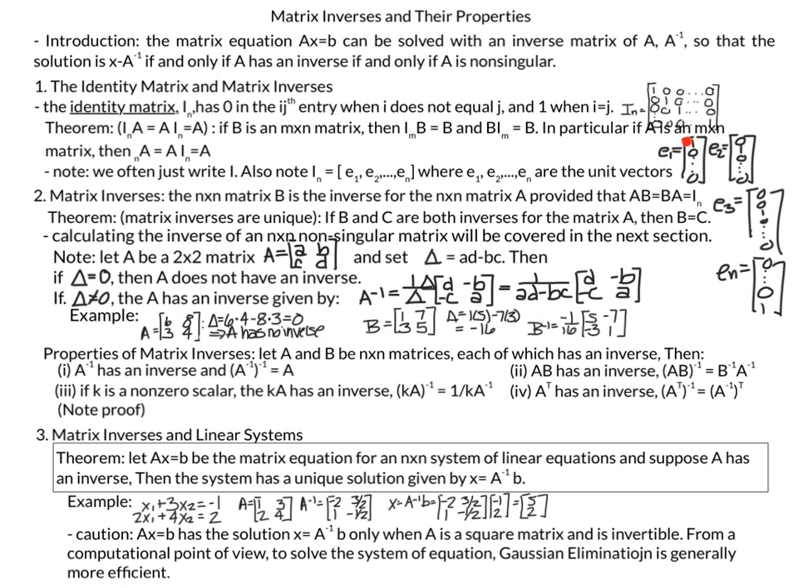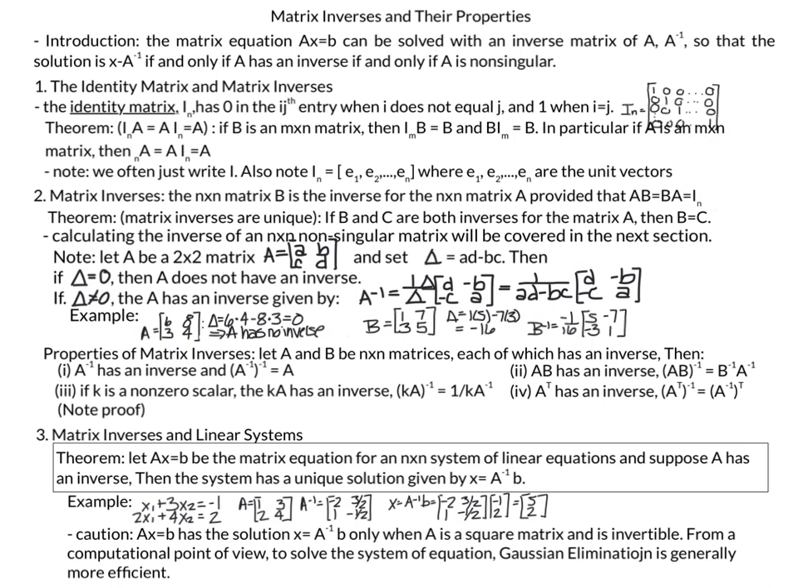Just to be explicit, e1 has a 1 in the first row, and everything else is 0. e2 has a 1 in the second row, everything else is 0. e3 has a 1 in the third row, everything else is 0. en has 0 all the way up to the nth row, where it has a 1. These are called our unit vectors because they're length 1, and they basically represent all the directions.